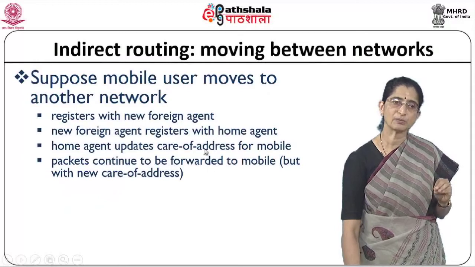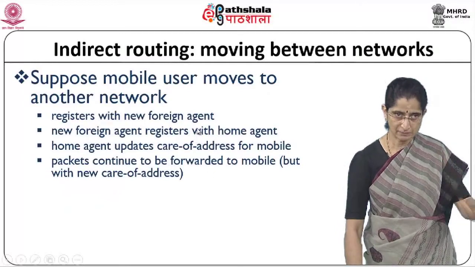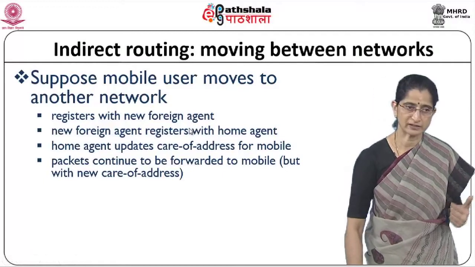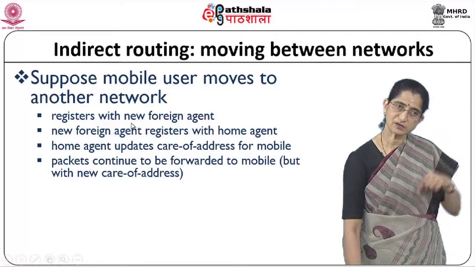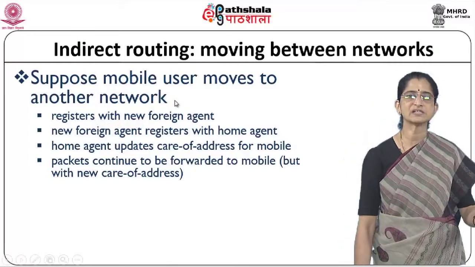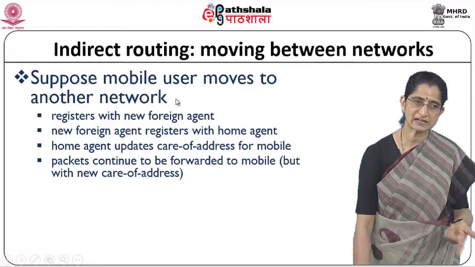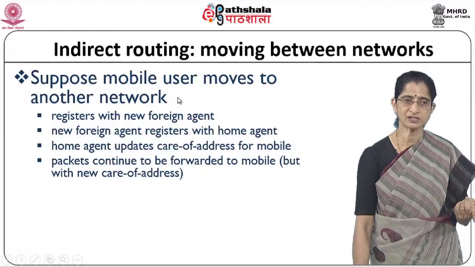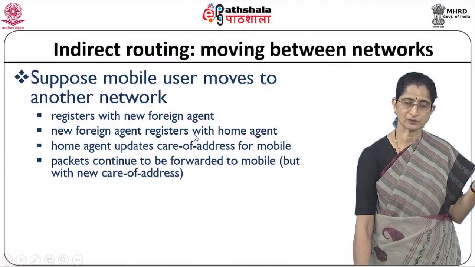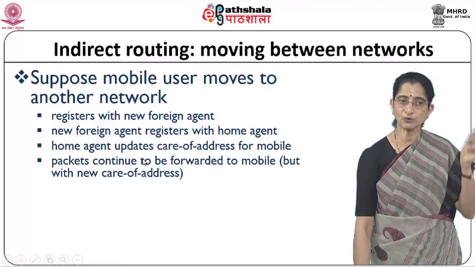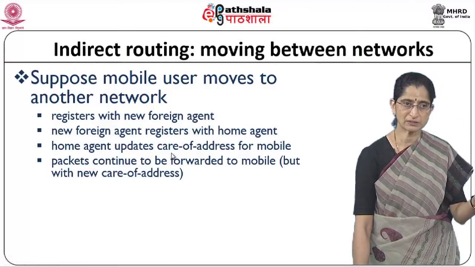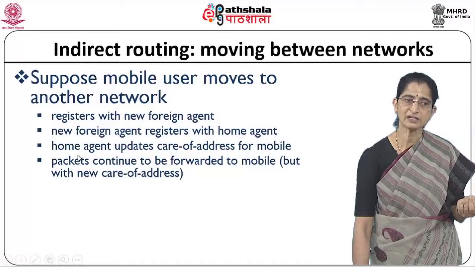Now suppose a mobile user moves to another network. We have the same indirect routing, but let us look at what happens when the mobile user moves to another network. Now he will register with the new foreign agent, because he will now be in another network. That foreign agent will send an advertisement, so he will see that advertisement and register with that new foreign agent, and the new foreign agent will register with the home agent. So the home agent now will have to update the care of address for the mobile, because earlier it was with some other foreign agent. Now it will move to some other foreign agent. So that updation will have to be done at the home agent.